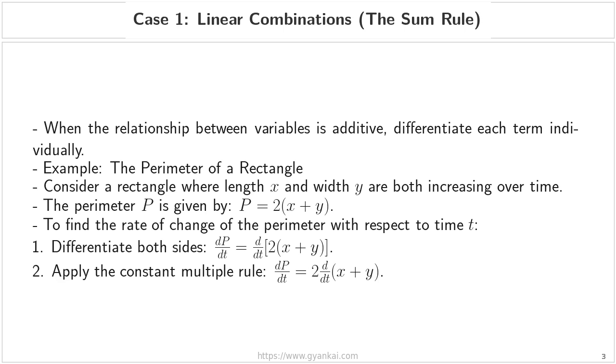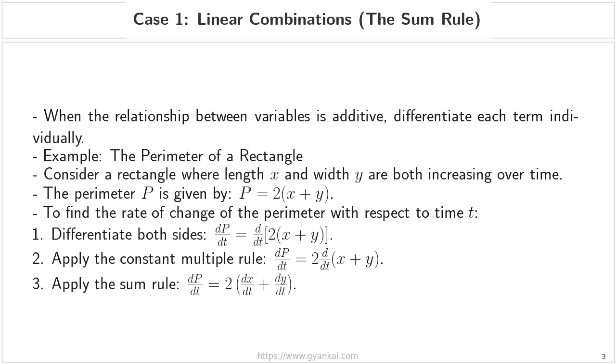Second, we apply the constant multiple rule. Since 2 is a constant, we can move it outside of the derivative operator. This simplifies our equation to the derivative of p with respect to t equals 2 times the derivative with respect to t of the quantity x plus y. Third, we apply the sum rule to the variables inside the parentheses. This results in the derivative of p with respect to t equals 2 times the sum of the derivative of x with respect to t and the derivative of y with respect to t.